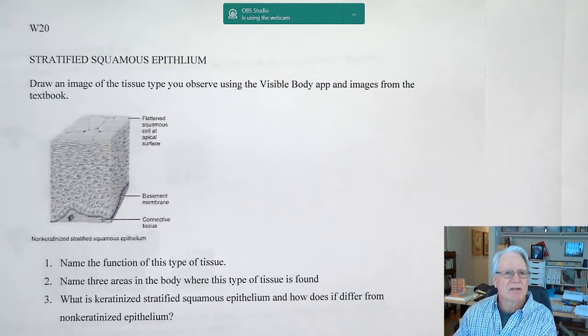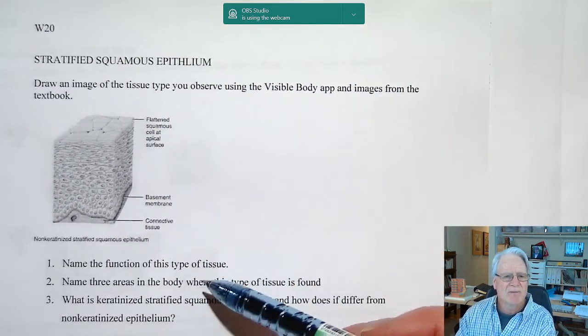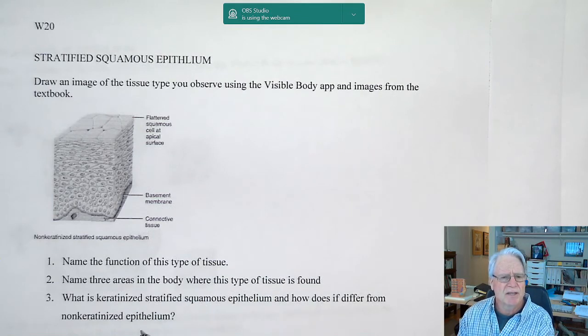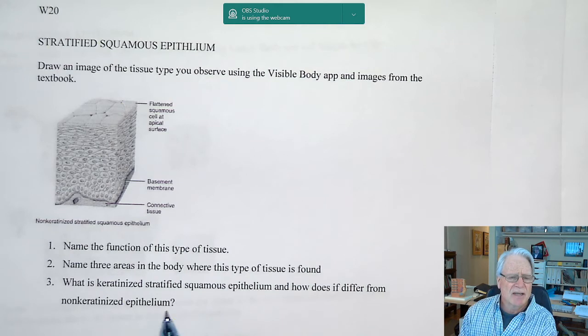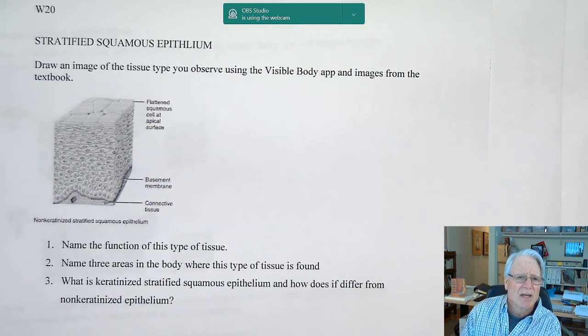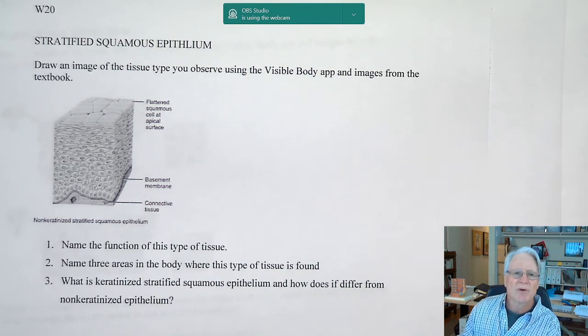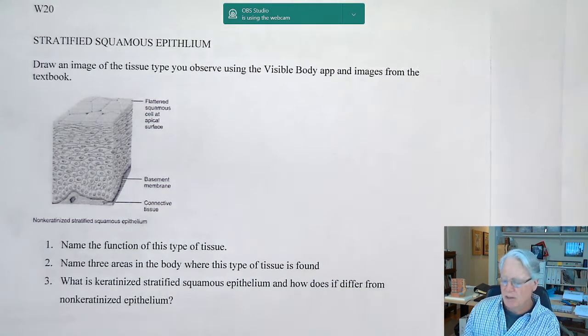All right, so here it is, stratified squamous epithelium. Again, name the function of this type of tissue and the areas in the body. And we're going to talk about keratinized versus non-keratinized. Again, I didn't talk about that, so you're going to have to do a little research and see if you can come up with an answer for what that is. When we do the review for this lab, we'll talk about it then.